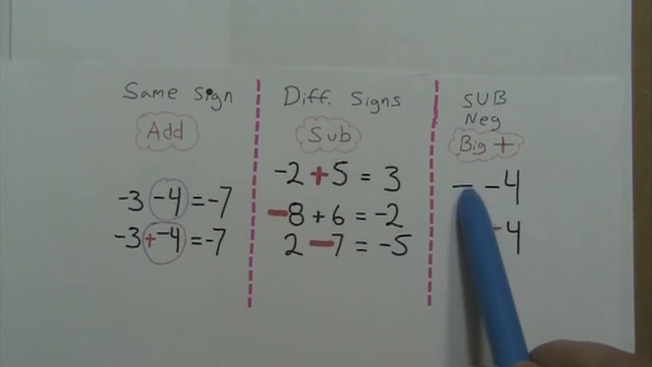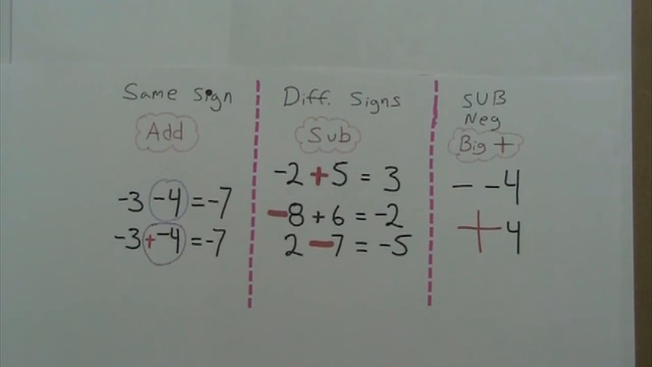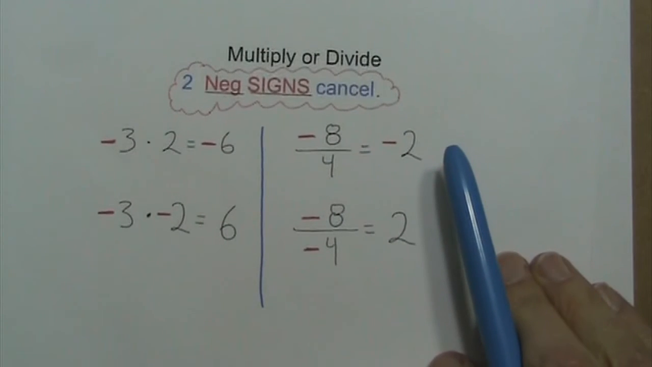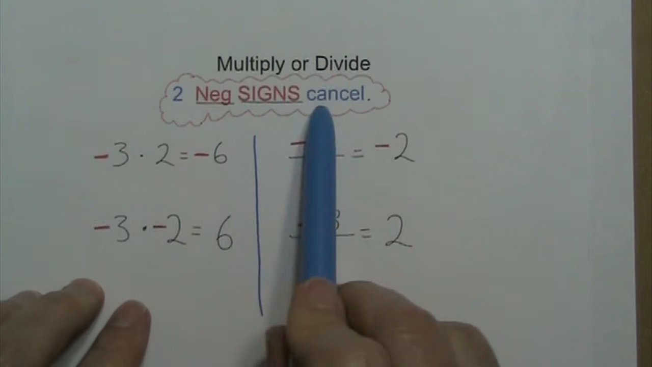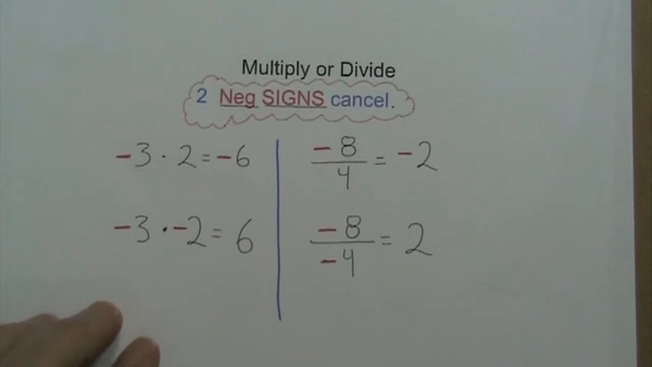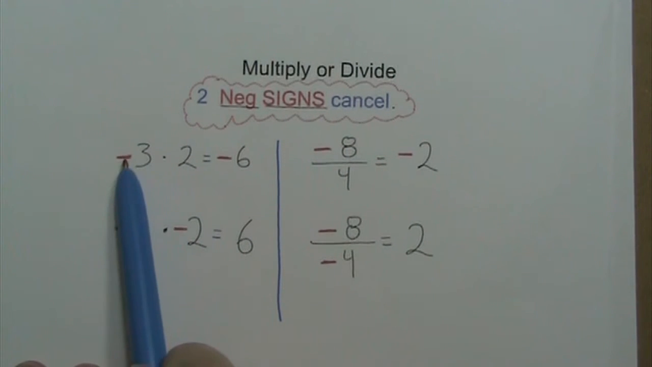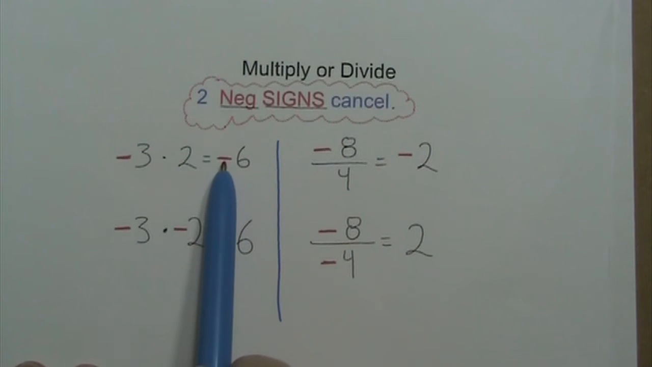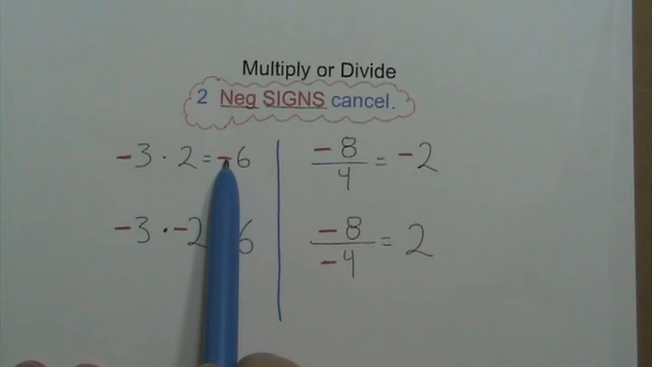Now sometimes you'll see a double negative or subtracting a minus. That's like a big plus, the same as adding. And whenever it comes to multiplying, just think of two negative signs canceling. Now it's the signs we're talking about, not the numbers. So right here, there's one negative sign, -3 times 2. The answer is going to be negative. 3 times 2 is 6, but there's one negative, so the answer is negative.